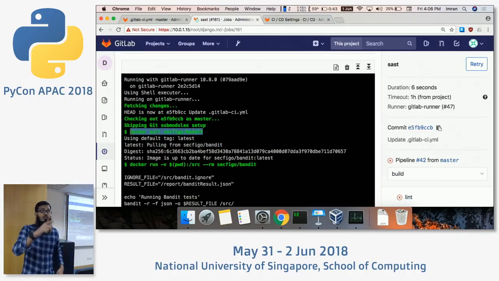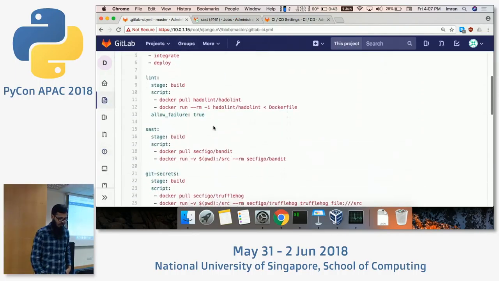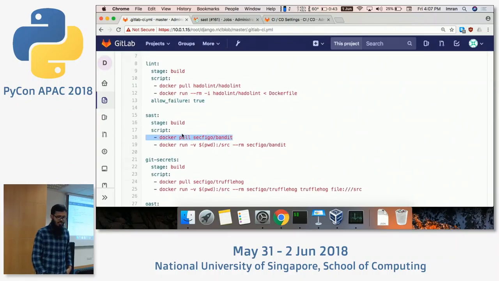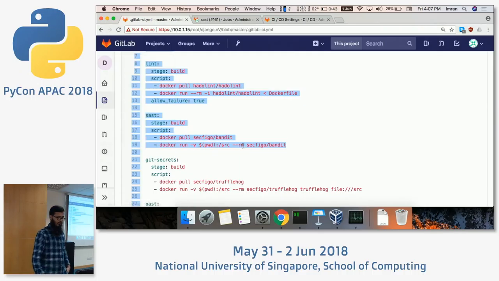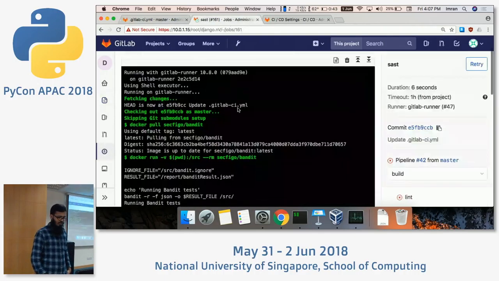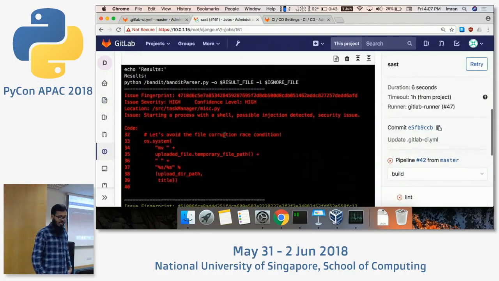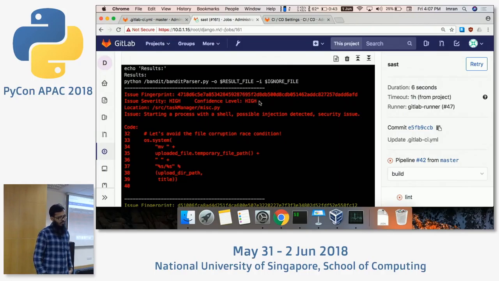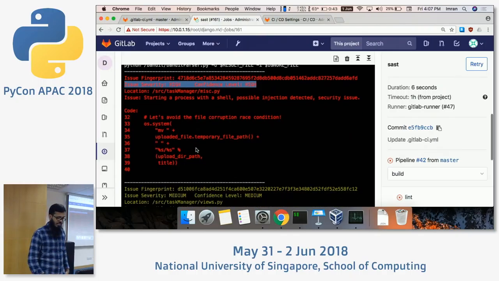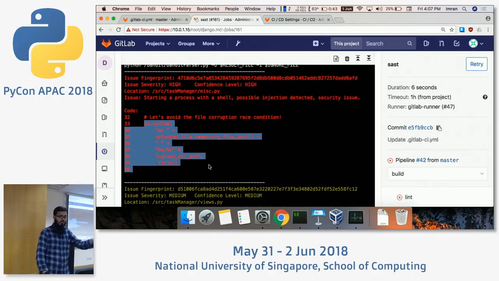I'm downloading a Docker container which I have written called Bandit. Can you see the screen? Okay, fair enough. So we are downloading the Bandit Docker container, and then scanning the code with the Bandit program. Once it finishes the scan, it says, hey, I found a vulnerability which is high severity with high confidence. It tells you exactly what the issue is: here we are running OS commands, which usually lead to security vulnerabilities.